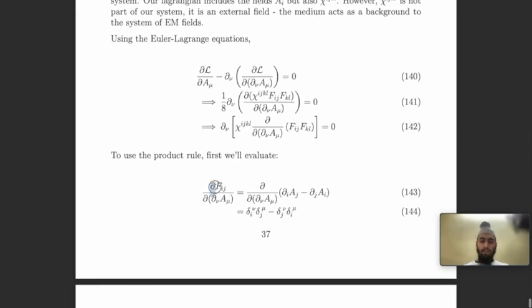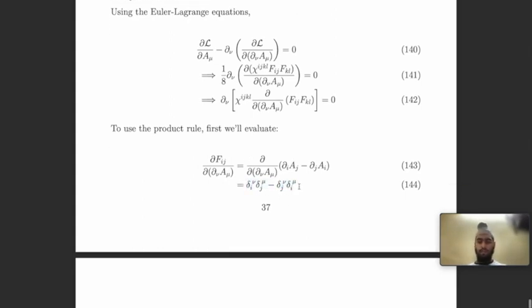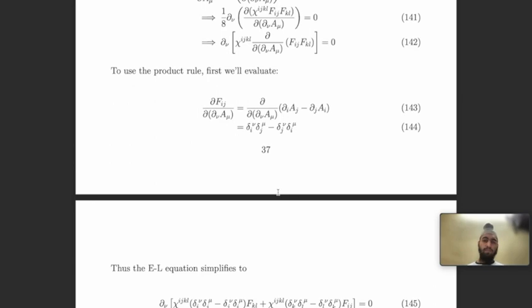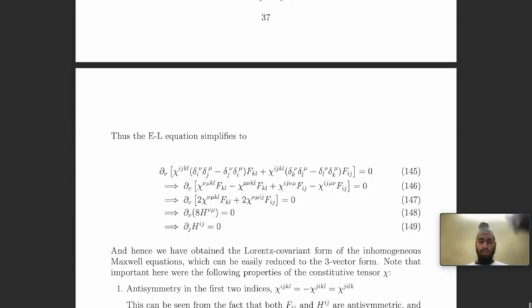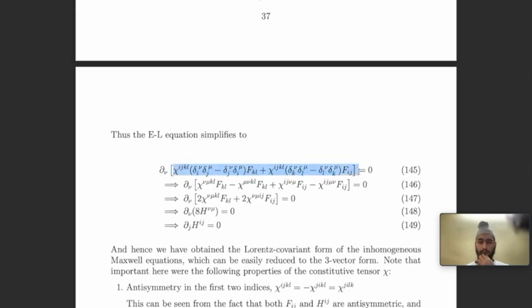We can evaluate the derivative of the field strength tensor with respect to, let's say, ∂_nu A_mu, one of the derivatives of one of the four potential fields. And this is quite straightforward to do. We write it in terms of the canonical delta functions, or in this case they're technically the identity tensors, but you can think of them as canonical delta functions for ease. We substitute this into our Euler-Lagrange equation. This is what you get.